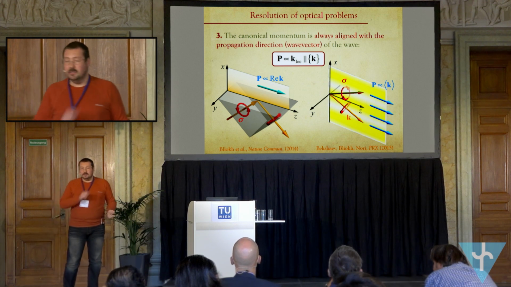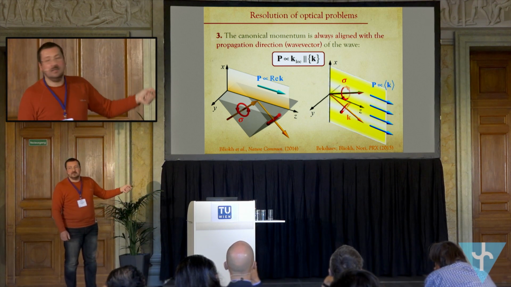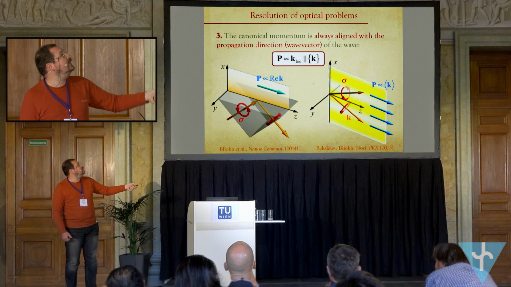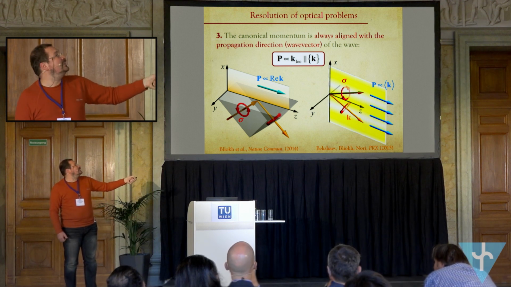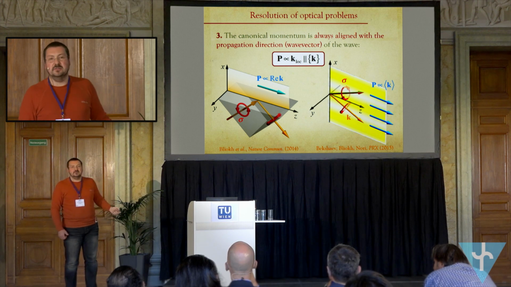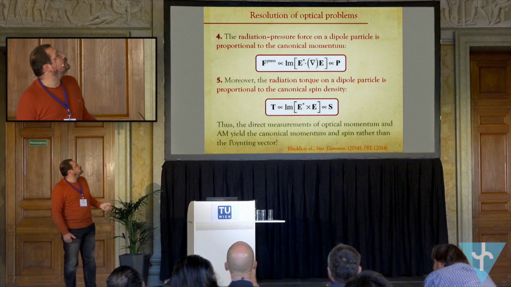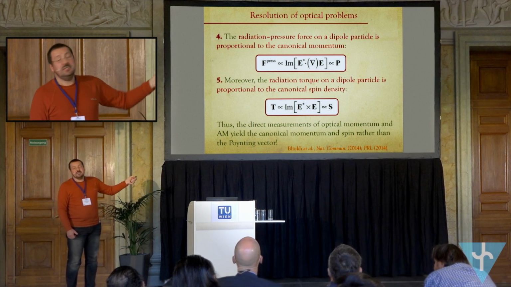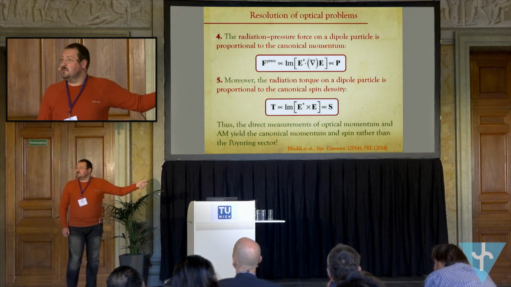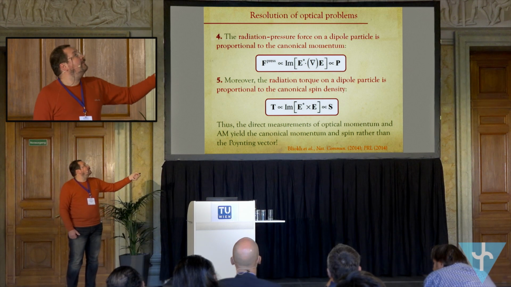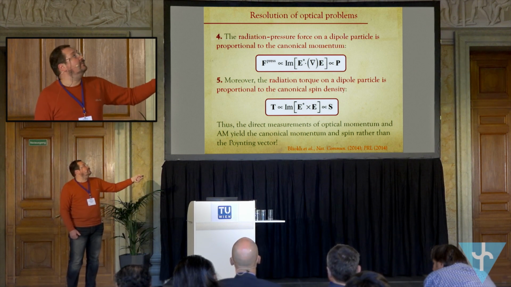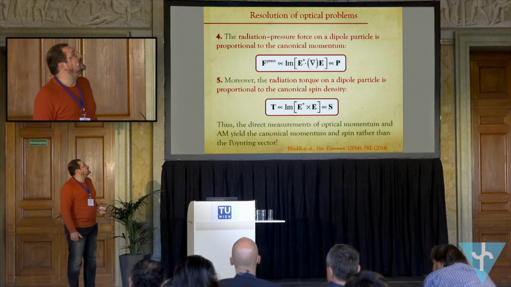And if we calculate the momentum density in a homogeneous optical field, it's fully consistent with our intuition. Even in evanescent wave or two-wave interference, canonical momentum density is always aligned with the k vector with the propagation of light. So there is no mysterious transverse component. Moreover, what is most important, the radiation pressure force on a dipole particle is exactly proportional to the canonical momentum density. And 30 years after this equation was derived, we understand its physical meaning. This is not just some strange combination of electric field. This is canonical relativistic momentum density.